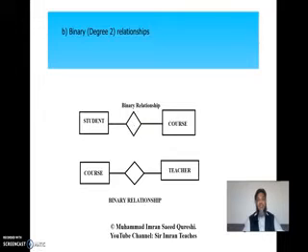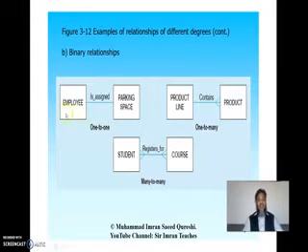So now check, employee is assigned parking. The relationship is between two entity classes. Product line contains the product. Again, we have two entity classes. Student registers for the course. Again, two entity classes.